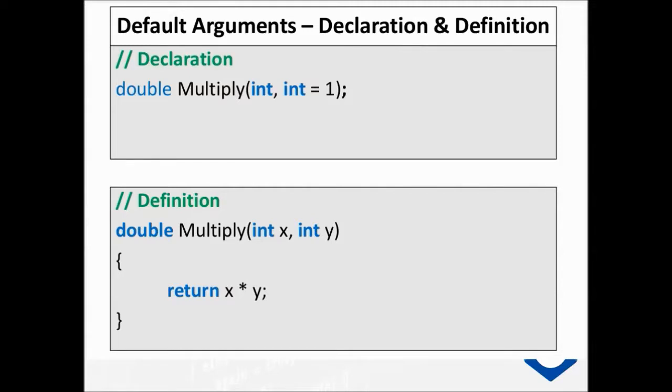And when we define our function, we write double multiply int x int y. Here the int x value comes from the function call, and if the int y value does not come from the function call, this function automatically takes y is equal to 1, as we declared a default value in the declaration of this function.